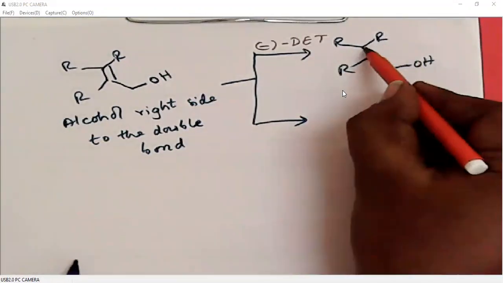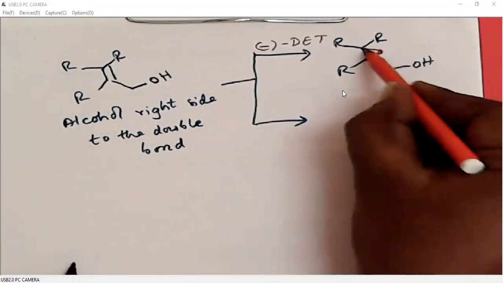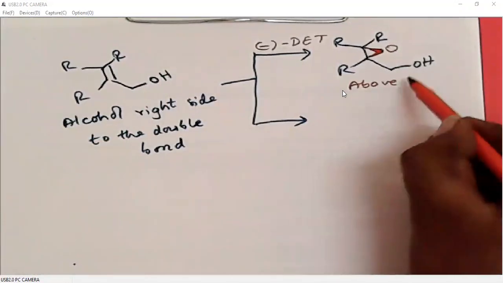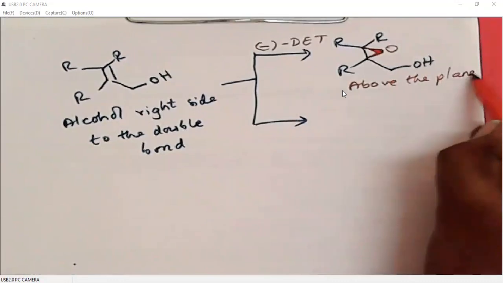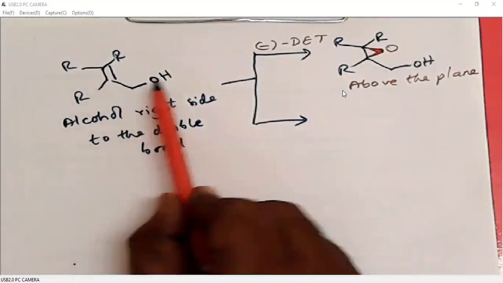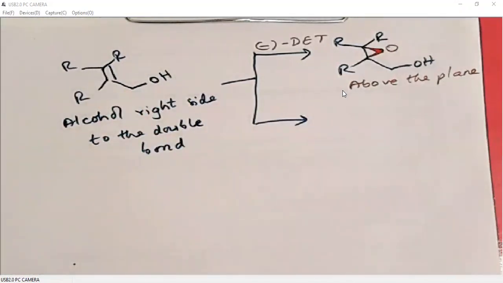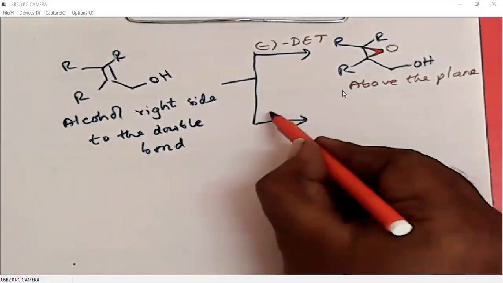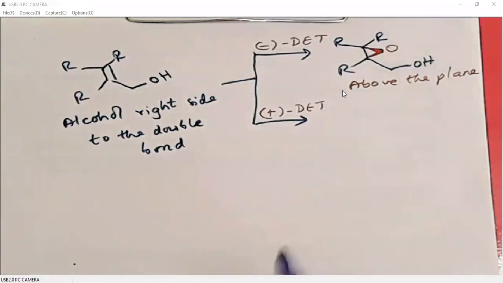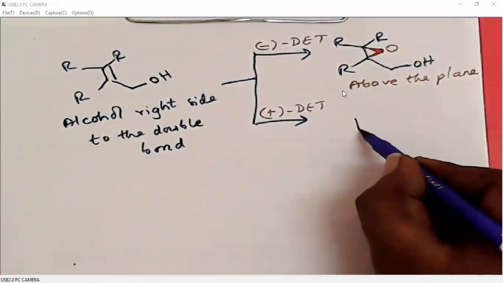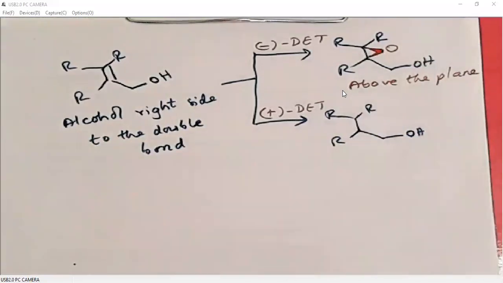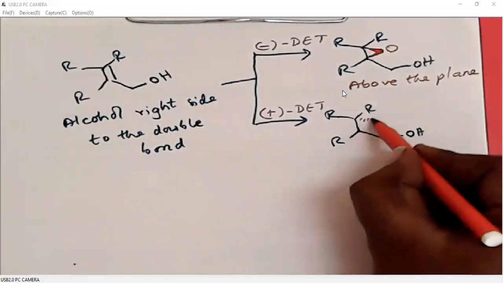Epoxidation takes place above the plane. Okay. So for that one, what we need to have, the double bond should be vertical. Then place the hydroxy alcohol on the right side. So if we use minus DET, epoxidation takes place at the beta face. If we use plus DET, then epoxidation takes place at the alpha face. That means below the plane.